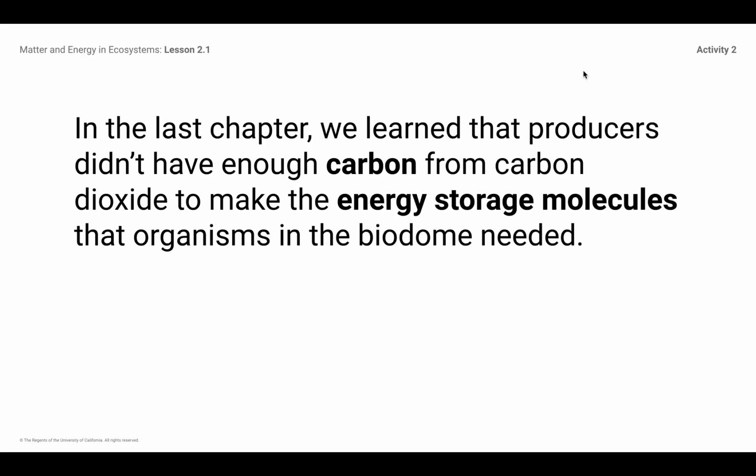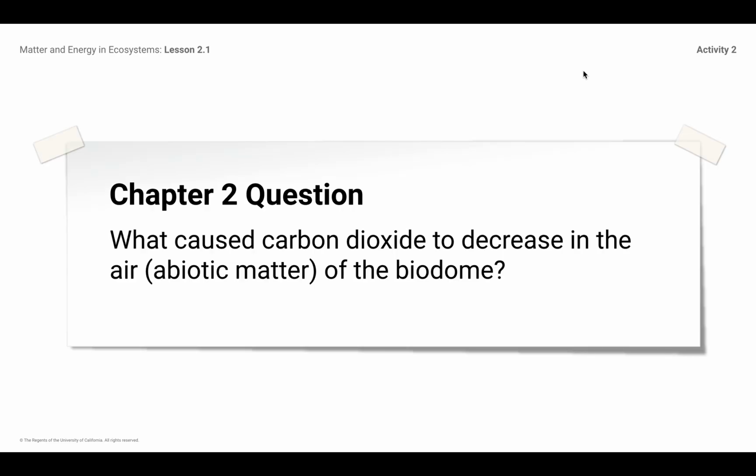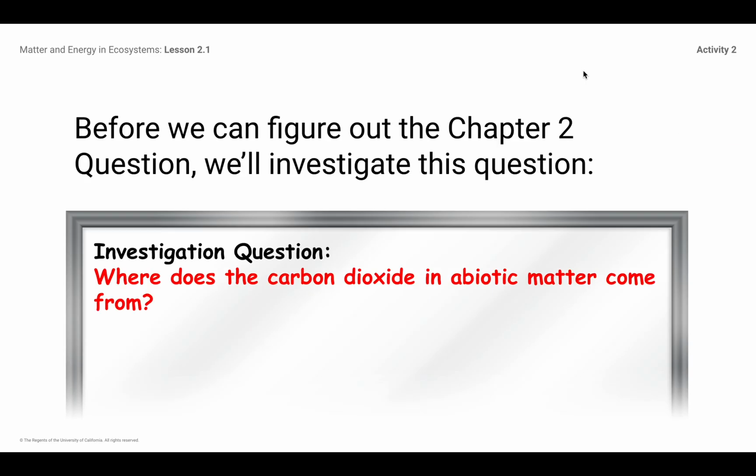Okay, so in the warm-up, you were talking about what could have decreased the carbon dioxide, or the carbon. We know that carbon dioxide decreased. What caused that? Our Chapter 2 question is just that. What caused carbon dioxide to decrease in the air, which is the abiotic matter of the biodome?